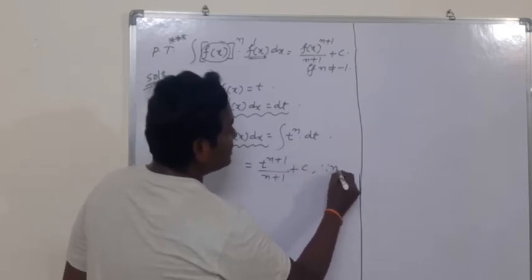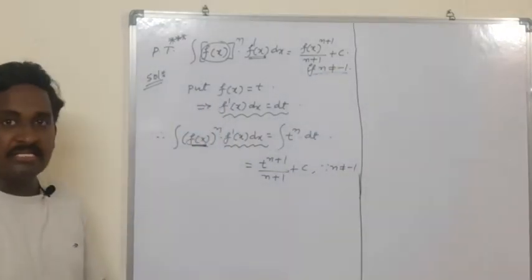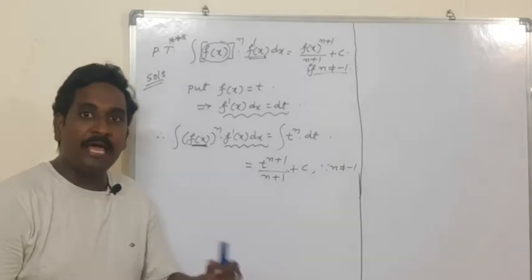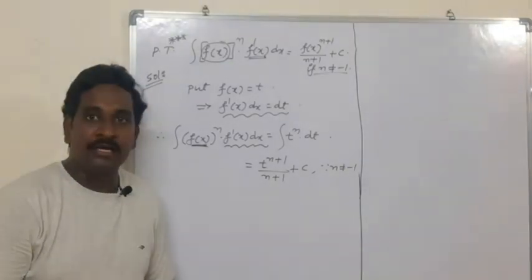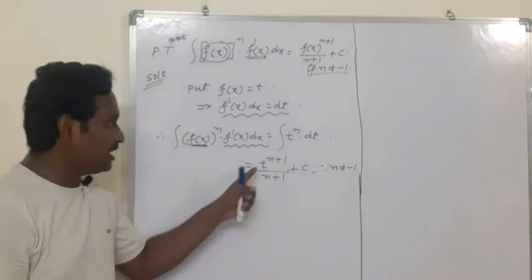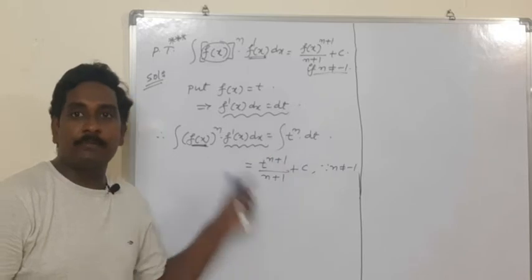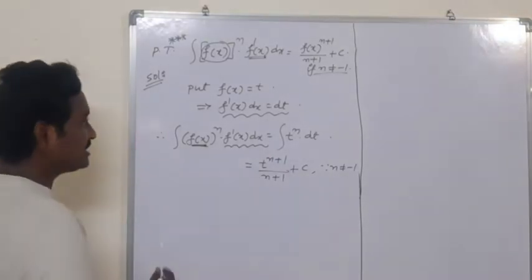Since n is not equal to minus 1 is provided in the statement, whenever n is not equal to minus 1, you can apply the integration of x power n formula. Integration of x power n is x power n plus 1 by n plus 1. Here integration is with respect to t. That's why you are getting t power n plus 1 by n plus 1. Please see the example.